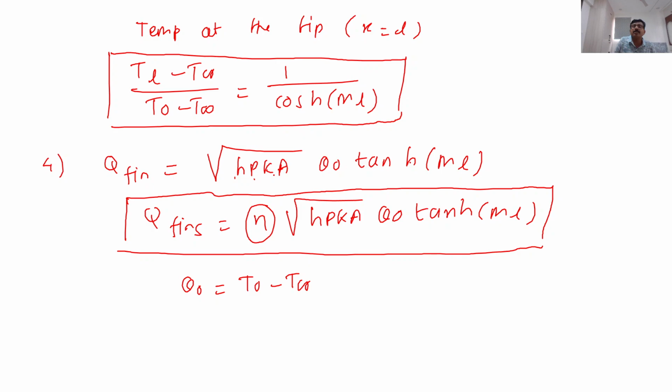This h is of hyperbolic. This m is of parameter, root of hP by kA, and L is nothing but length of the fin. So everything you are knowing. What is the unit of theta 0? Degree Celsius. So this is about heat transfer rate from the fin.